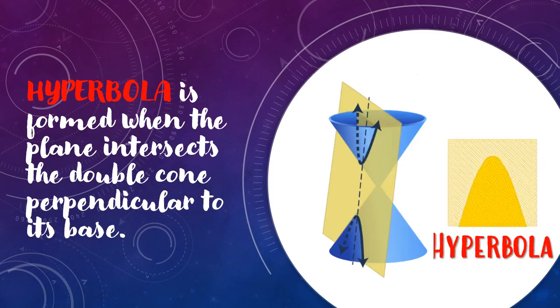Next, we have the hyperbola. A hyperbola is formed when the plane intersects the double cone perpendicular to its base. So if a plane intersects the double cone at 90 degrees from the base, then we can form a hyperbola.